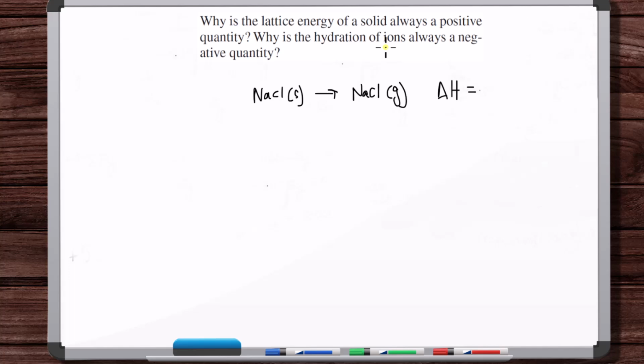Okay, the hydration of ions, why is that always a negative quantity? Well, when you think about it, you're going from the gaseous state, the ions in the gaseous state, to a state where they're hydrated. There's no circumstance where the ions wouldn't be becoming more stable when they go to that hydrated state. That's 100%. You're going from an unstable state to a stable state when you go from gaseous ions to ions hydrated in water. Therefore, heat is released. The hydration of ions is always a negative quantity.